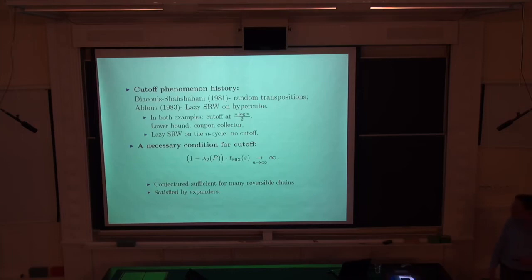Now the classical examples of cutoff are random transpositions and the hypercube. So this is different from the graphs we're looking at, but these were the first examples of cutoff. So first, what is random transpositions? This is a chain on the symmetric group. Think of n cards. You choose one card with your left hand, one card with your right hand. It might be the same one. And you transpose them.